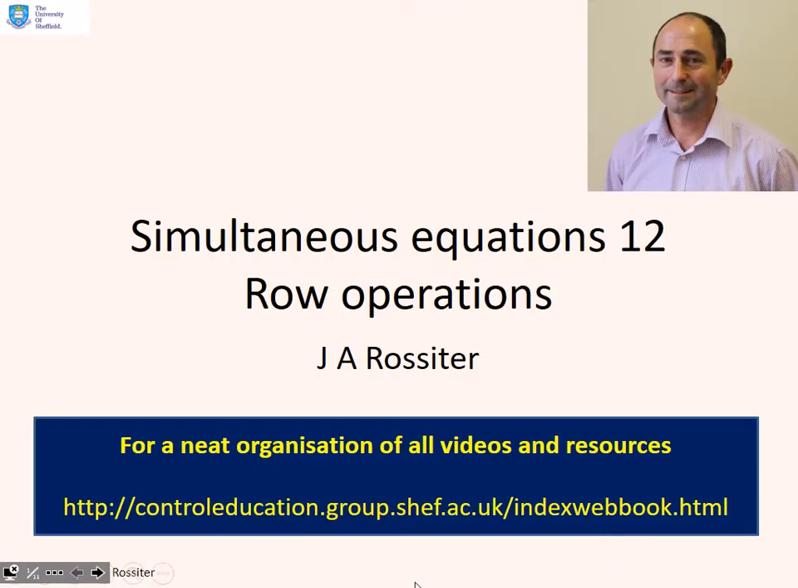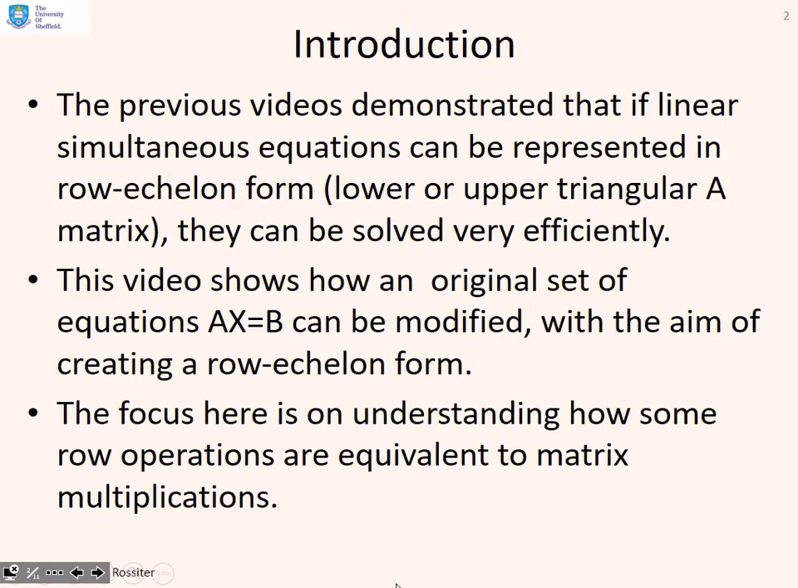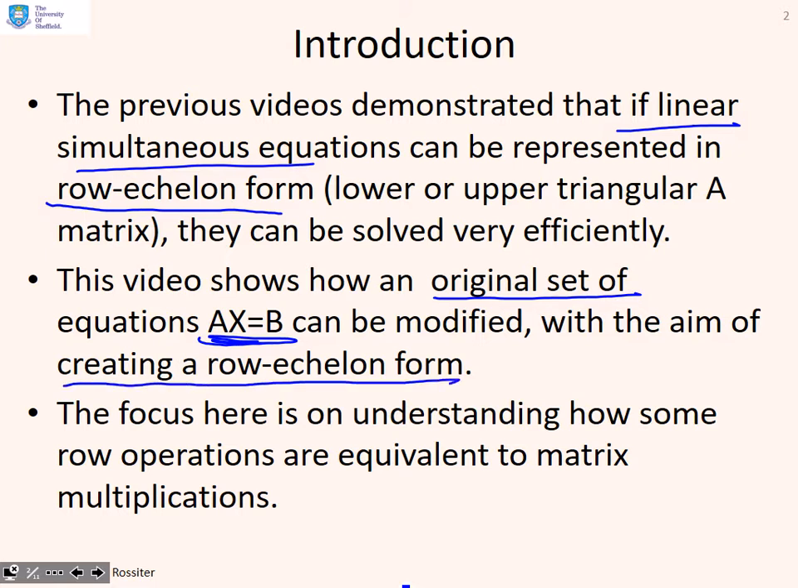The 12th in this series on simultaneous equations is going to introduce the concept of row operations. Previous videos then demonstrated that if linear simultaneous equations can be represented in a row echelon form, they can be solved very efficiently. This video shows how an original set of equations represented in matrix form as Ax equals b can be modified with the aim of creating a row echelon form.